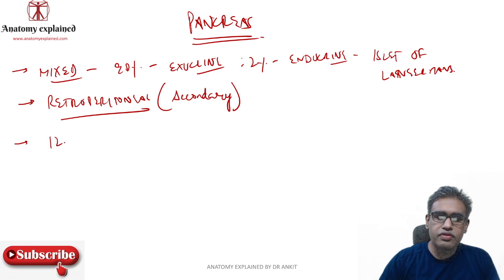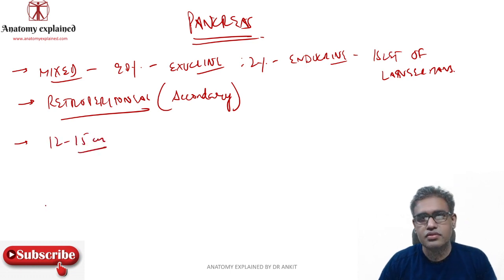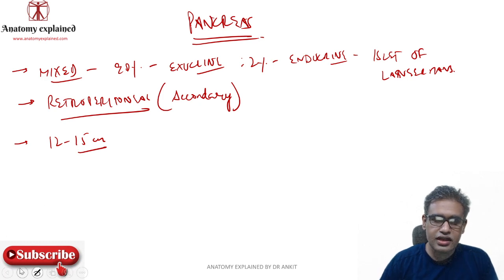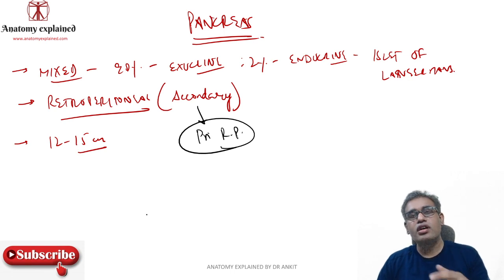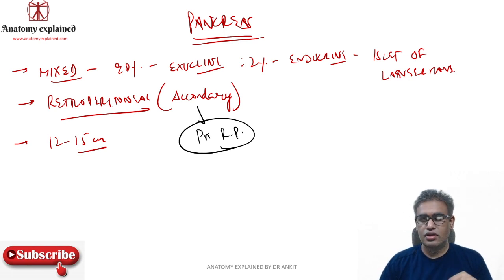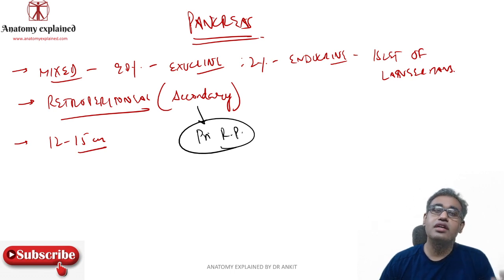Length is around 12 to 15 centimeter in adults, lying retroperitoneally, so secondary. So what does secondary mean? As it is secondary, it will be lying over the primary retroperitoneal organs. So primary retroperitoneal organs will be behind the pancreas. In front of the pancreas you will have the peritoneum, and in front of that you will have the intraperitoneal organs.